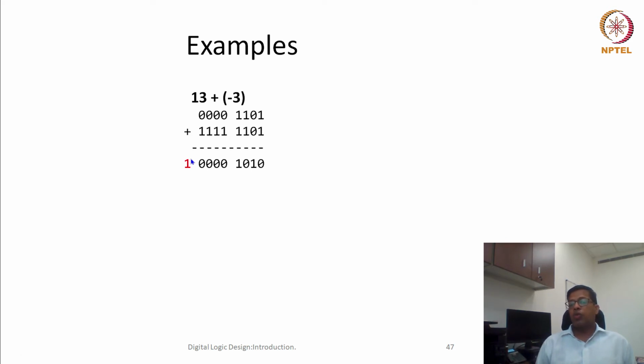We have to ignore this carry. We can simply discard this carry without worrying about the results, and the remaining 8 bits give me the correct result. So 13 minus 3 essentially is 10, and that's what we can see from this number.